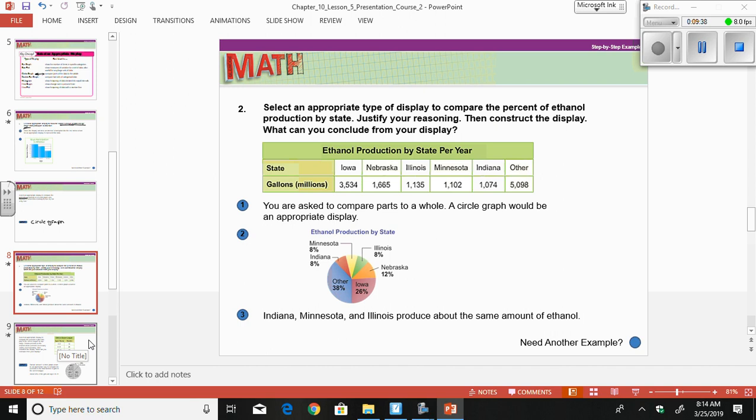Select an appropriate type of display to compare the percent of ethanol production by state. Justify your reasoning. Then construct the display. What can you conclude from the display? So you're asked to compare parts of a whole. A circle graph would be an appropriate display because we're talking about Iowa, Nebraska. We have some really big numbers in here. If we're comparing them to a whole, we can put everything together and see it in one circle, and then we can compare and get information out of it by finding the percent out of total. Circle graph would be an appropriate display. Indiana, Minnesota, and Illinois produce about the same amount of ethanol because their pie shapes are about the same, 8%, 8%, 8%. Okay?